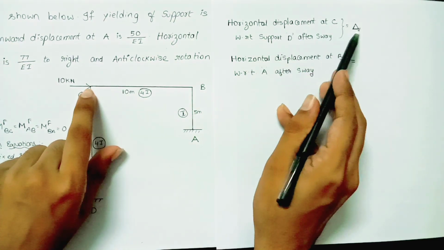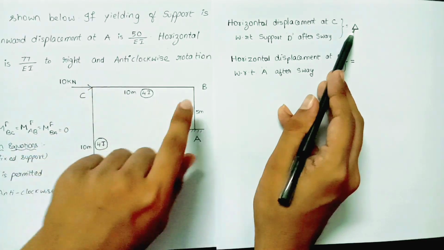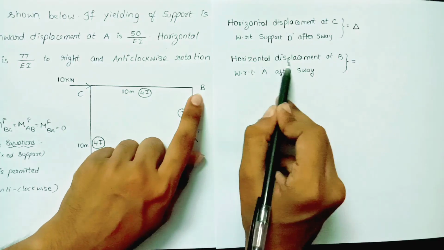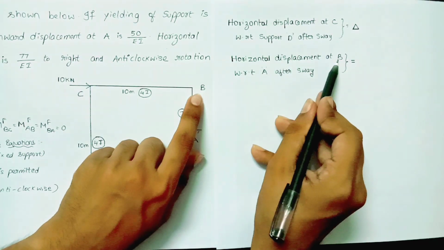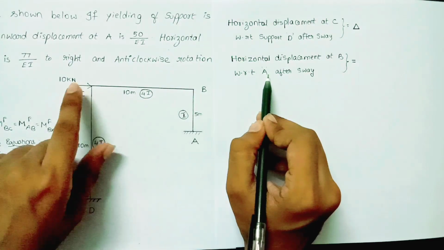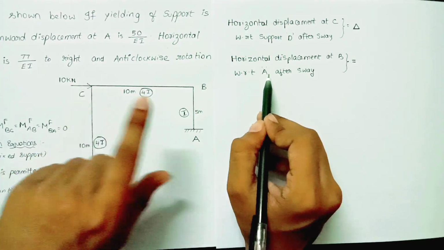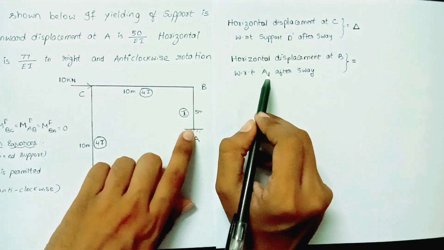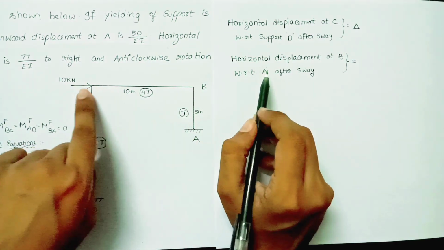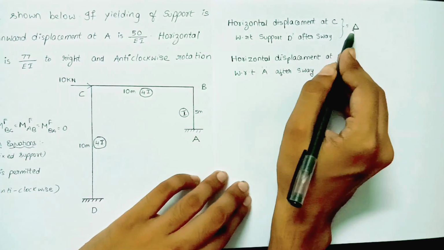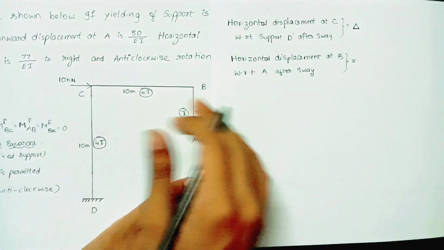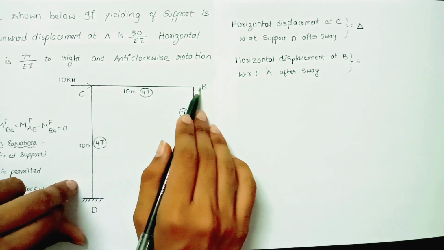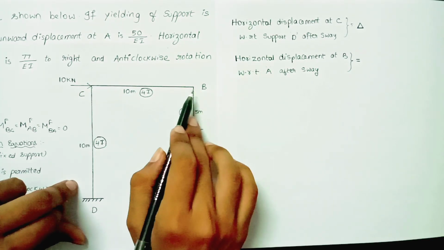At joint C, this is the deflection. Now I want the deflection at joint B. So I am going to joint B and I am writing the horizontal displacement at B with respect to A. After calculating the deflection at C, I am calculating the displacement at B with respect to A. Since there is already a displacement of delta, I have already explained that the amount of deflection occurring at this joint will be equal to the amount of deflection occurring at this joint.